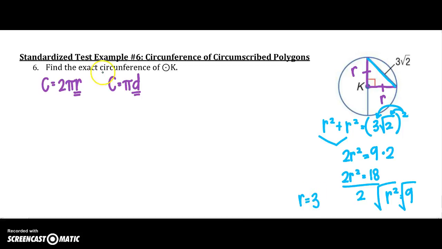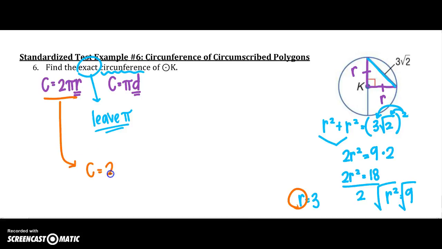So now I can find the circumference, and exact means leave it in pi. So since I have my radius, I'm going to use this one. Circumference equals 2 pi times my radius, which is 3. So my exact circumference is going to be 6 pi units. And that is all for section number 1.